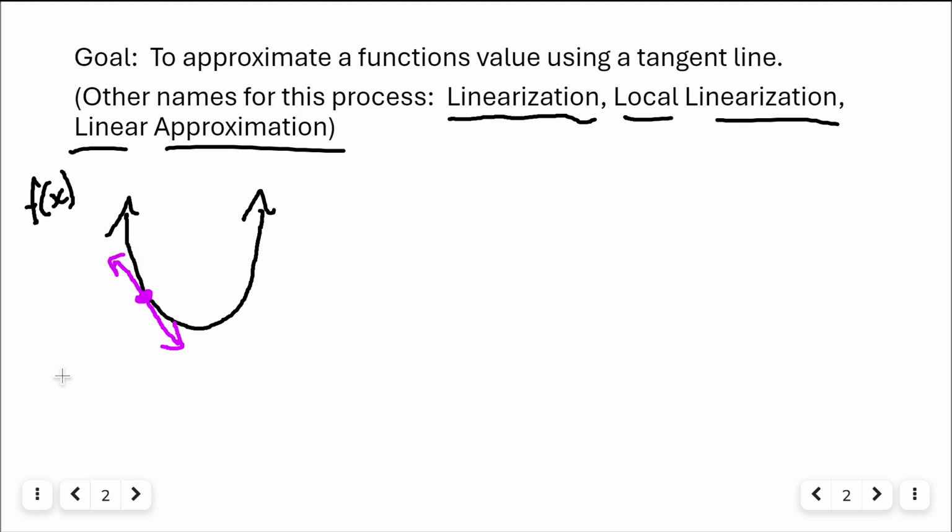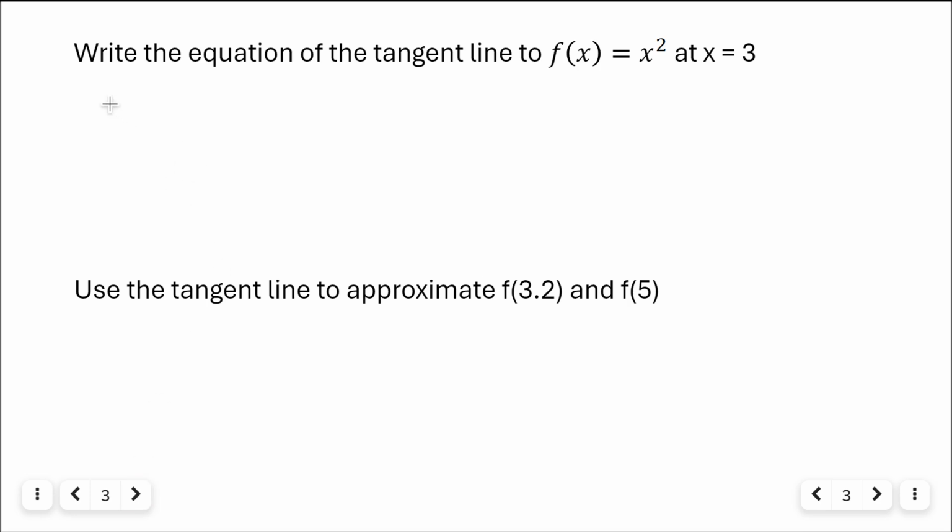So let's see how this all works, and then we'll discuss some of the finer details as well. Here's what I want you to do. Write the equation of the tangent line of f of x equals x squared at x equals 3. Let's take f of x equals x squared. I want the tangent line, so I have to find the derivative. The derivative of x squared is 2x. Then at x equals 3, f prime of 3 would be 6. That's my slope, right?